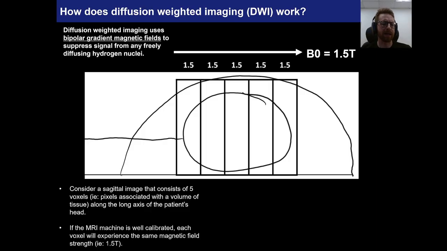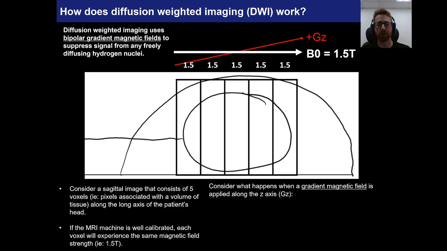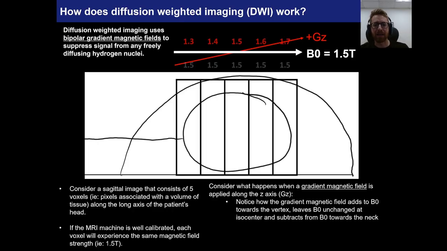So if the MRI system is well calibrated, let's assume we're dealing with a 1.5 Tesla machine, each of these voxels is going to experience a magnetic field strength of 1.5 Tesla. Now let's apply a gradient magnetic field along the z-axis, the long axis of the patient. So how is that going to affect the magnetism in the different voxels? Well, what's going to happen is that at isocenter, basically in the center of the gradient, the magnetic environment is not going to change at all. It's designed that way. So it's going to be 1.5 Tesla still in the middle.